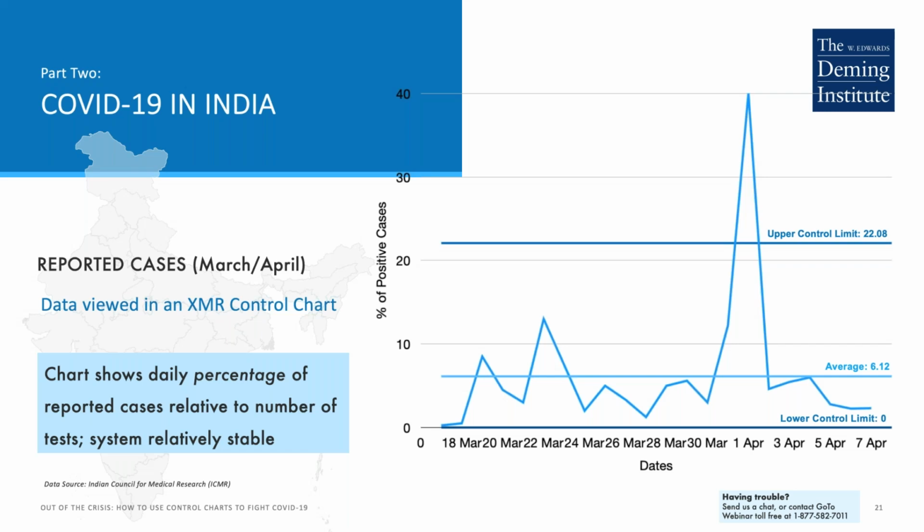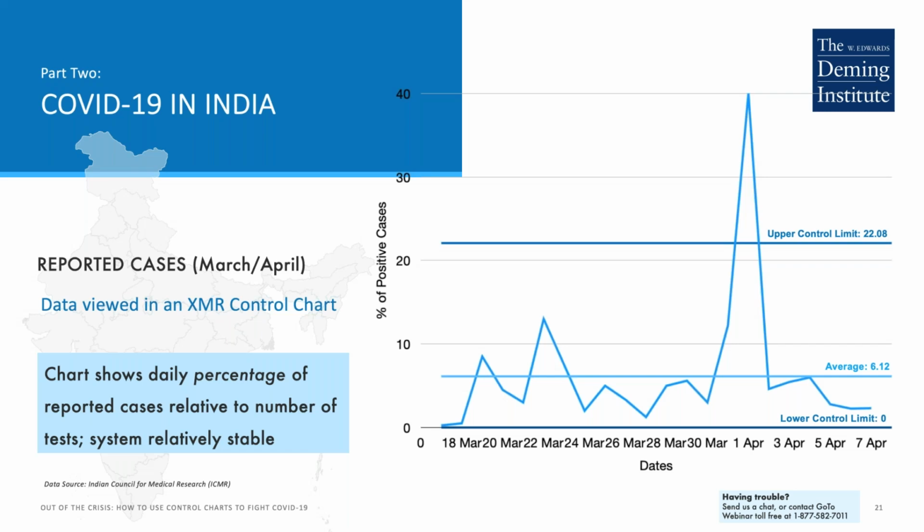Now let's take a look at this. The lower control limit is 0. I'd like you to take a look at the average, which is around 6.12%. That means 6% of the tests carried out were resulting in positive cases. And this was, like I said, from 27th of March onwards, it became 4,000 to 5,000 tests. From 1st, 2nd, 3rd April onwards, it was 4,000, 5,000 tests every day. But here's the one spike.